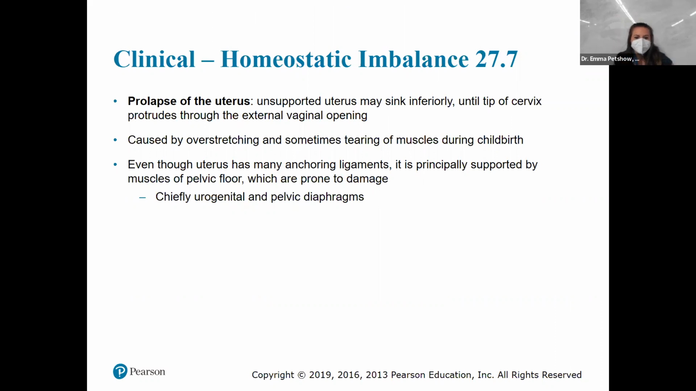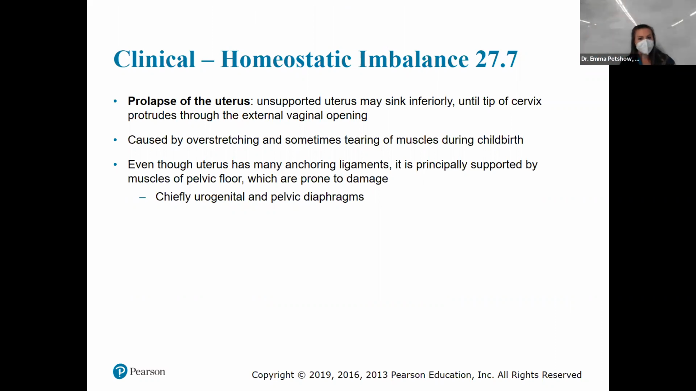So again, prolapse of uterus. When the uterus sinks inferiorly, the tip of the cervix can actually protrude through the external vaginal opening. A big piece with this one is that even though it's anchored by many ligaments, this isn't an issue with our ligaments failing. This is an issue with the muscles of the pelvic floor failing.